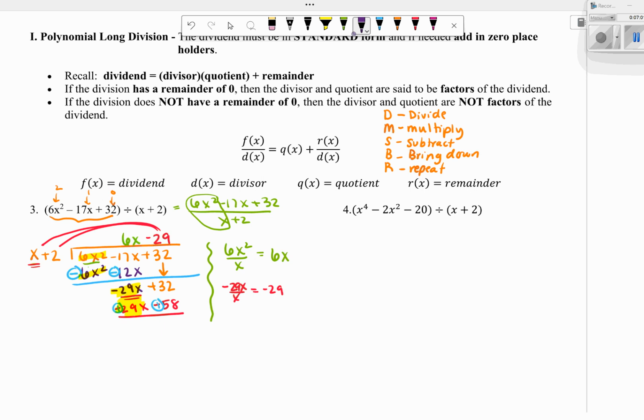So now we have 32 plus 58, which gives us 90. And notice that there's no other spots for the 90 to go into. And if we try to do 90 over x, we would have x in our denominator. So that tells us that this is the remainder then, since there's no other spots.